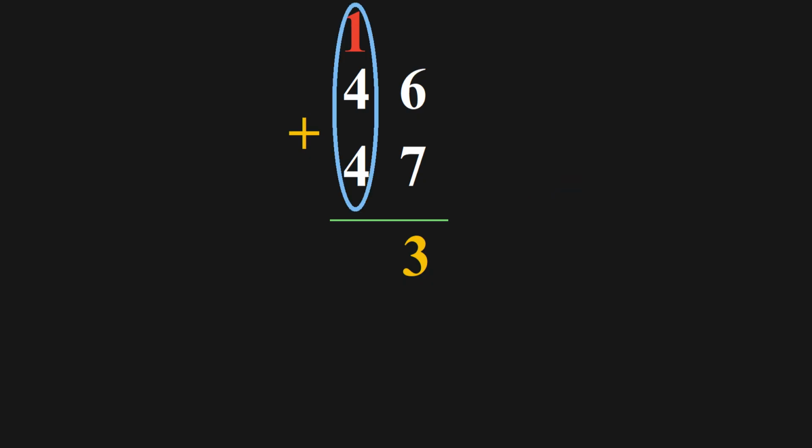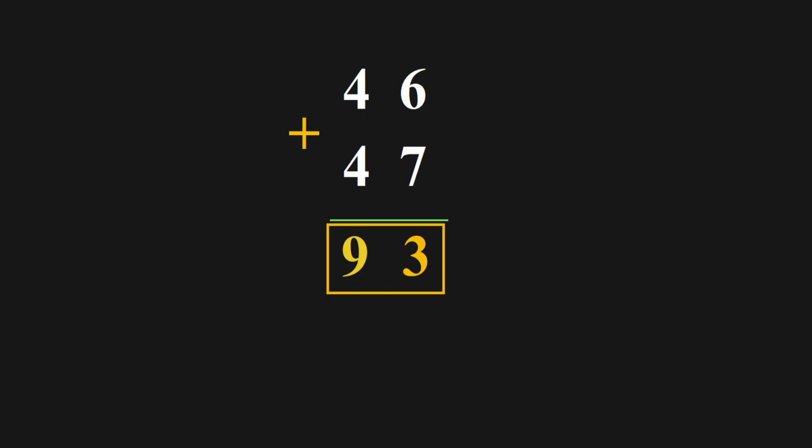Now we add the numbers in the tens place. 1 plus 4 equals 5. We need to add 4 more, which gives us 9. Right, 9 in the tens place. So 46 plus 47 equals 93. And this is our final answer to this problem.